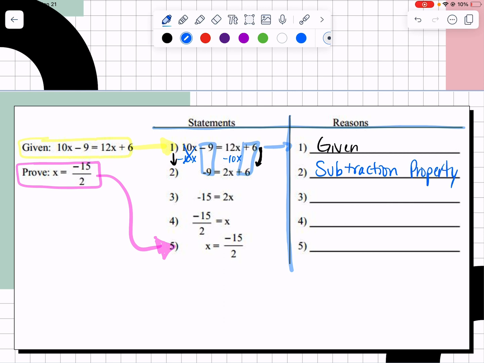After that, we do the same exact thing, but now we're asking ourselves, how did we get from step 2 to step 3? The two x's are still there, which means that we did something with the constants, with the numbers. So again, in this case, to move the 6 over, I did the subtraction property. Continuing this process, we look at how we got from step 3 to step 4, and this is the division property.